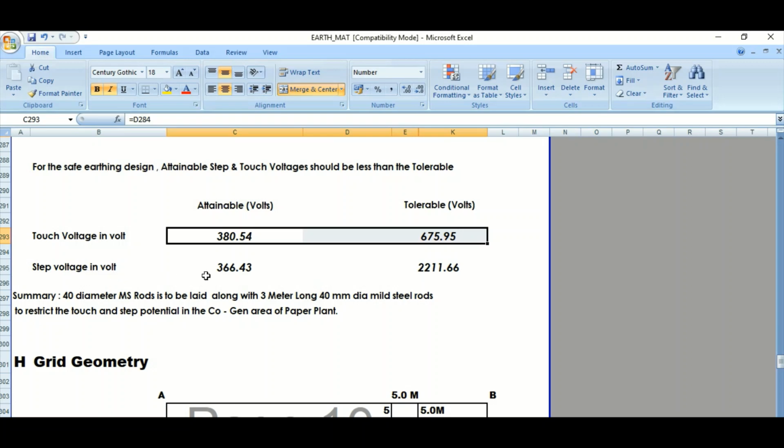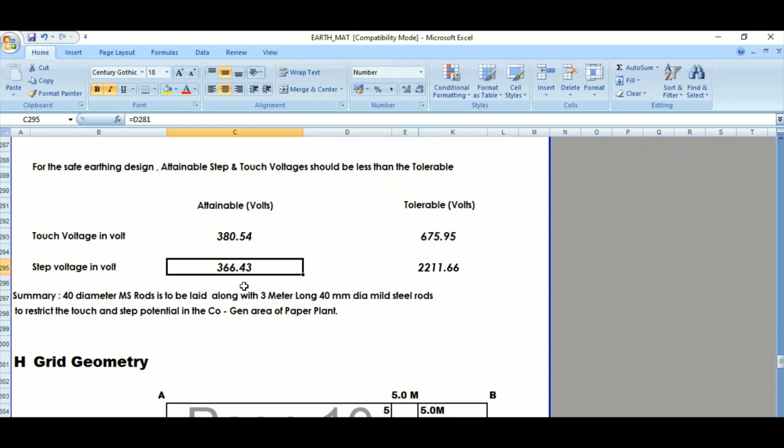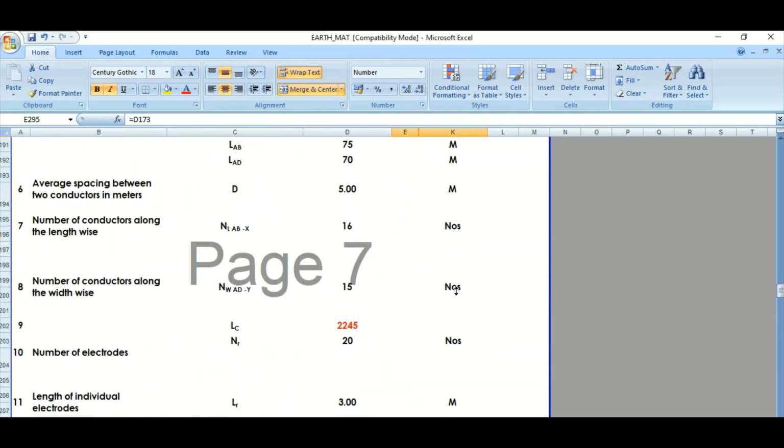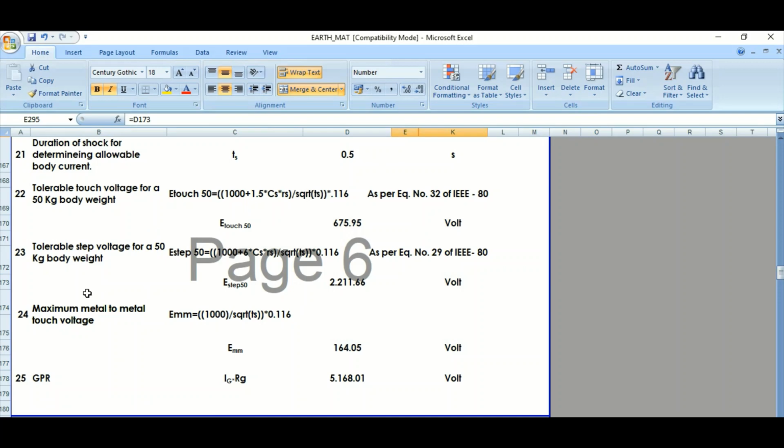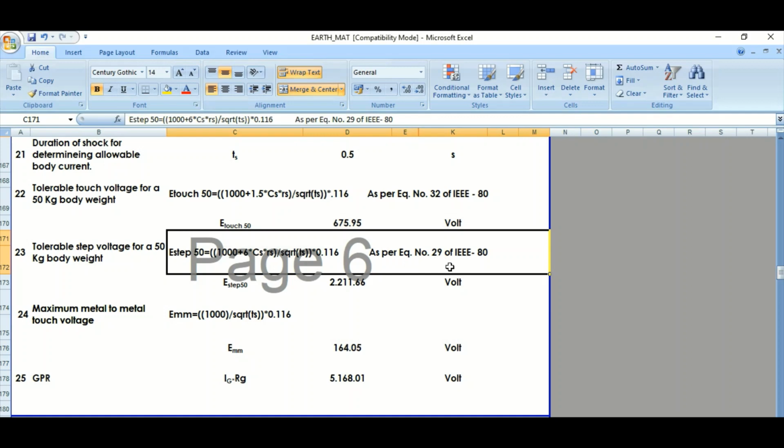Now coming to the step potential checking, here it is 366 volt, whereas the tolerable calculated value is 2211. So where is this coming from? This is coming from D173. Let's check that one. D173, that means this one. This is the step potential. So 2211 volt for a 50 kg body weight, E step 50, from the IEEE equation number 29.